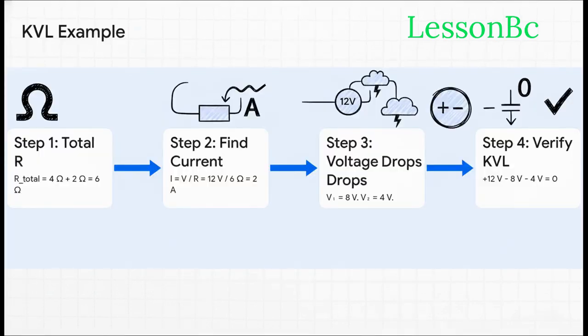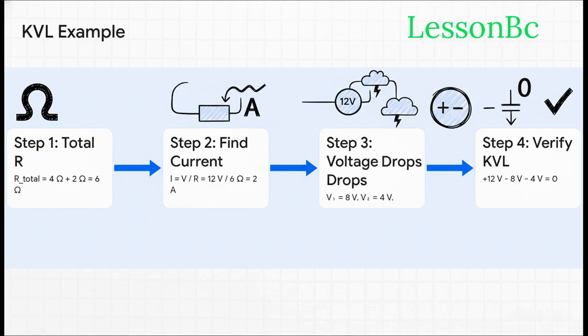Let's look at an example. We've got a 12-volt battery with 2 resistors, a 4 ohm and a 2 ohm. First, what's the total resistance? 4 plus 2 is 6 ohms. Okay, now we can use Ohm's law to find the current. 12 volts divided by 6 ohms gives us 2 amps. So 2 amps are flowing everywhere.